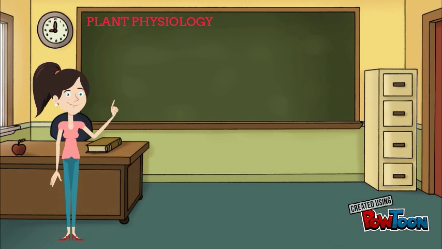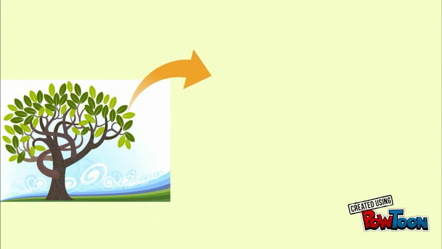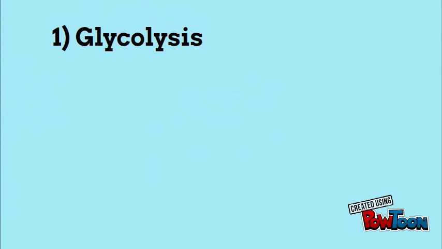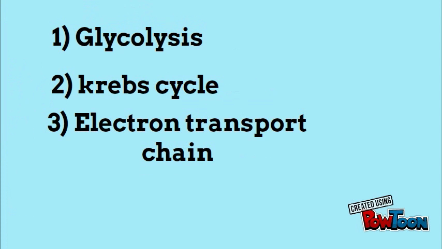Hello class, today we are going to learn about respiration. There are 3 stages in cellular respiration. One is glycolysis, second is Krebs cycle, and the third is electron transport chain.